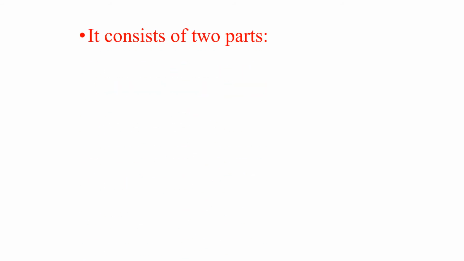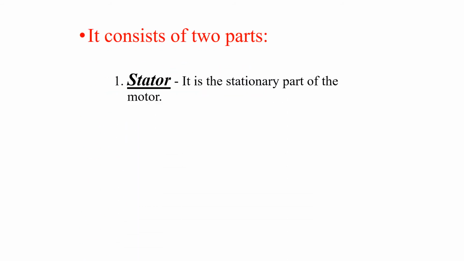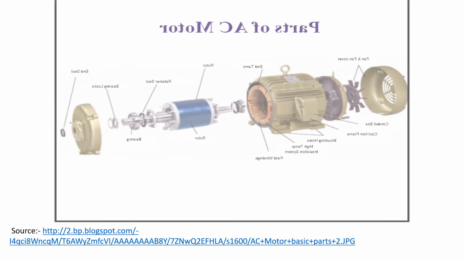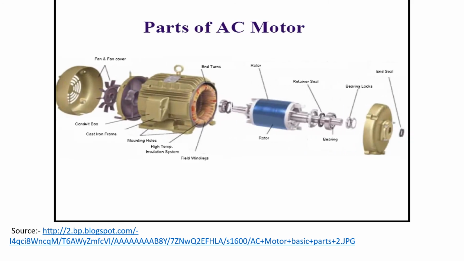The motor consists of two parts. Stator is the stationary part of the motor. Rotor is the rotating part of the motor. The detailed parts of the AC motor, we have already discussed. This is the end seal, bearings, used to avoid friction, and the rotor is the rotating part. Here we are having the field poles. Field poles will be having field windings, and then this is the outer frame. Then there will be a fan. So the main two parts are stator and rotor.